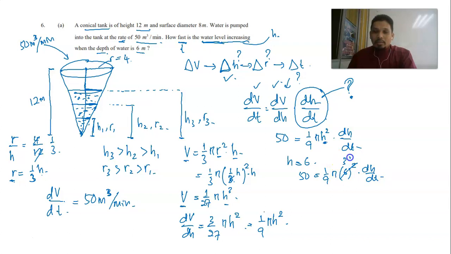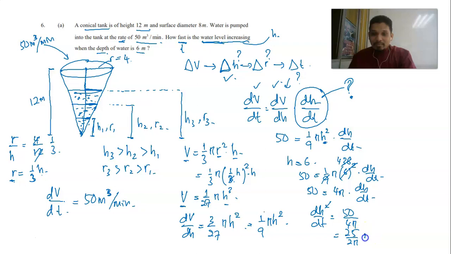6 squared is 36. 36 divided by 9 equal to 4. So 50 equal to 4 pi dh/dt. So then dh/dt equal to 50 divided by 4 pi, or simplify this, divide by 2, 25 over 2 pi. Okay, now the unit for height is meter, yes, meter, and time is minute. There you go.